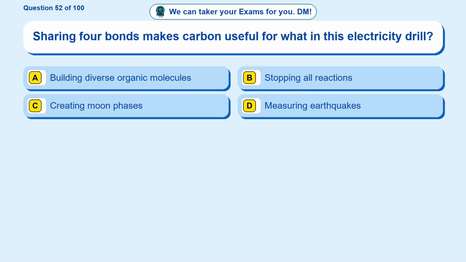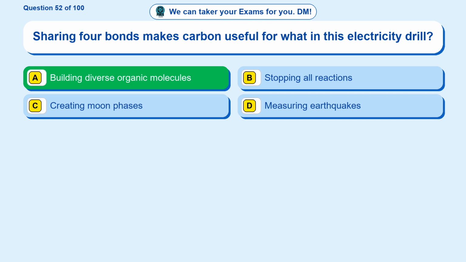Question 52. Sharing 4 bonds makes carbon useful for what in this electricity drill? Option A, building diverse organic molecules. Option B, stopping all reactions. Option C, creating moon phases. Option D, measuring earthquakes. The correct answer is option A.